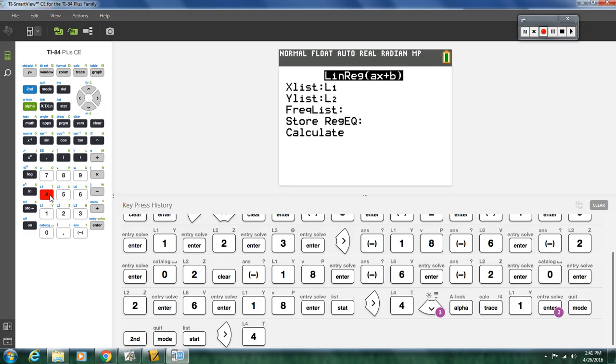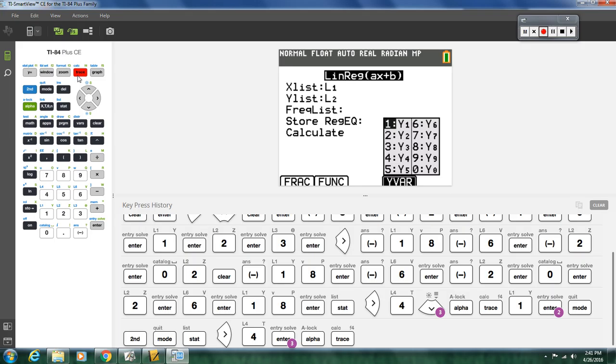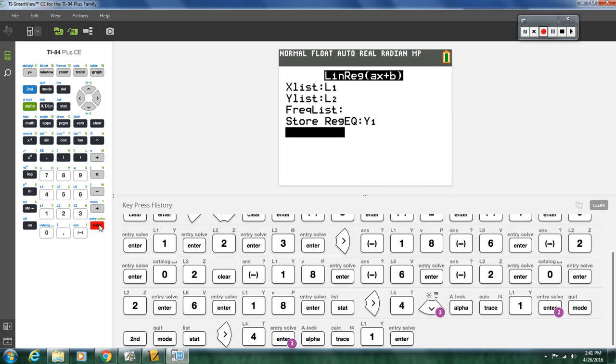Make sure these are on L1 and L2, so that's where we put our numbers. Go to store regression equation, get Alpha, Y1, and calculate, and you should now have the R² and the R in there. You must know how to turn that on. So you're going to get a question on that on the test. It's going to say, what's the correlation coefficient? Well, if you can't turn it on, then you're never going to know what it is. So you've got to know how to turn that on.